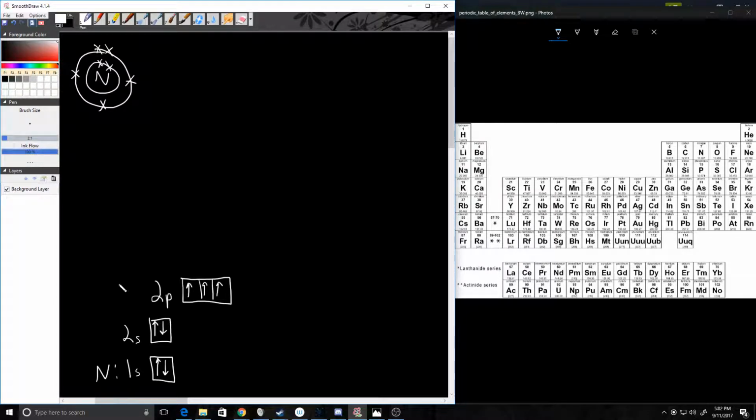And if I'm looking at row 2 altogether, or shell 2, I see that I have 1, 2, 3, 4, 5 electrons, 1 pair, 3 unpaired. And when I look up here, I can even see 1 pair, 3 unpaired electrons.